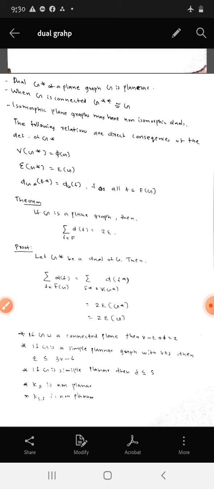If G is a connected plane graph, then V minus epsilon plus phi equals 2. If G is a simple planar graph with V greater than or equal to 3, then epsilon is less than or equal to 3V minus 6. If G is simple planar, then delta is less than or equal to 5. K5 is non-planar, and K3,3 is non-planar.